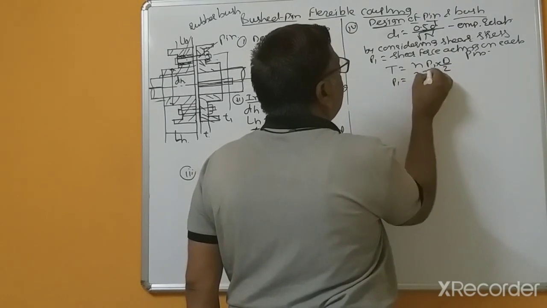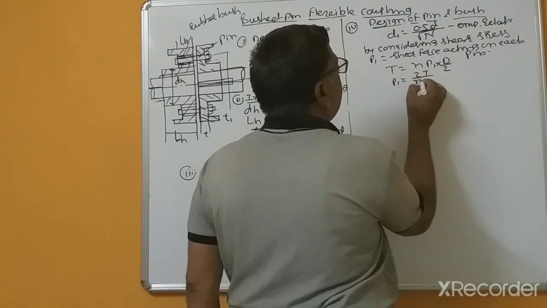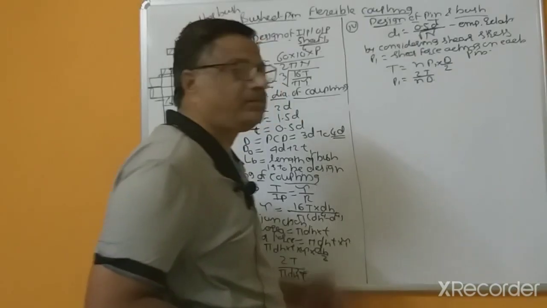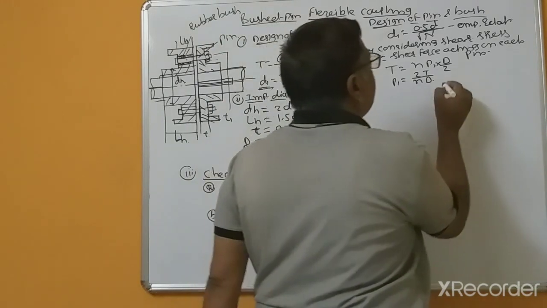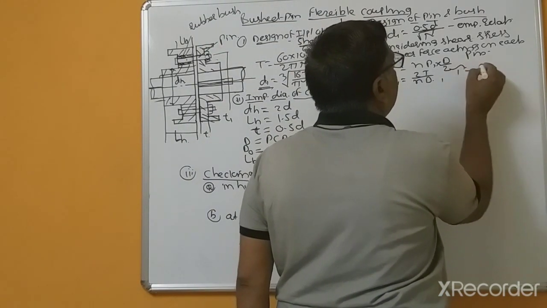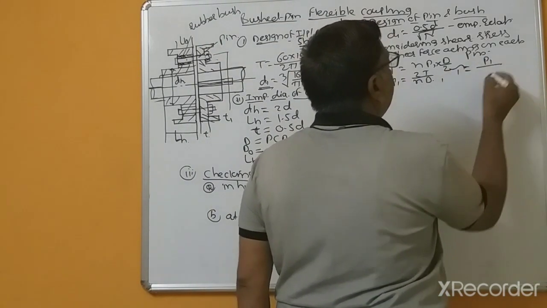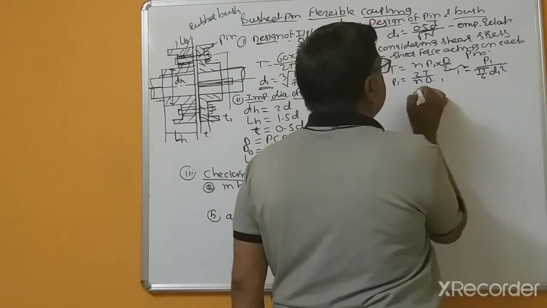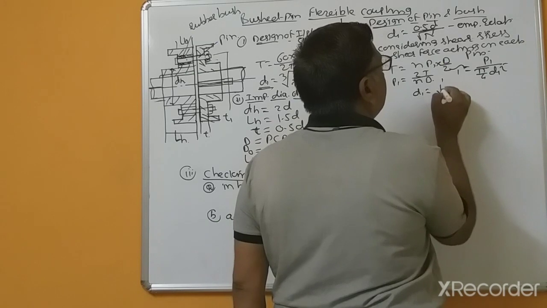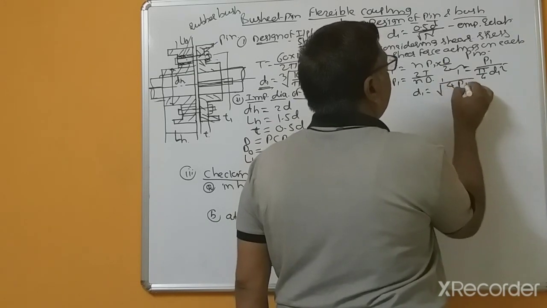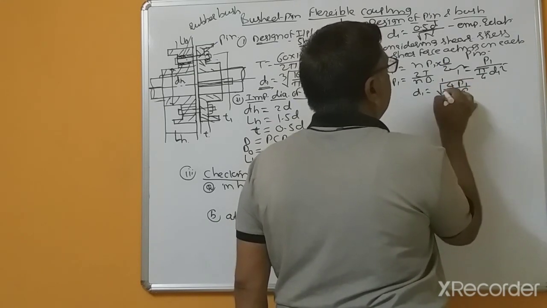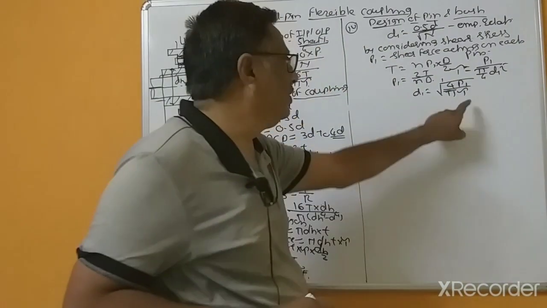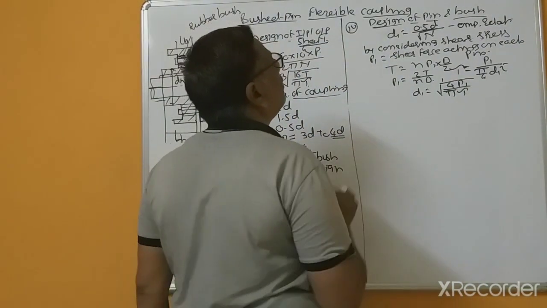P1 is equal to 2T divided by ND. And shear stress equals force acting divided by pi by 4 D1 squared, so D1 equals 4P1 divided by pi into tau. So tau is the shear stress induced in the pin.